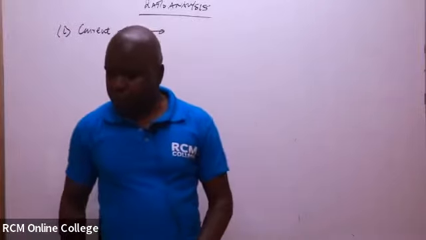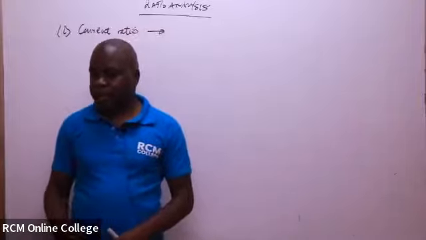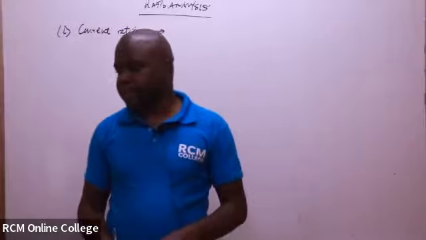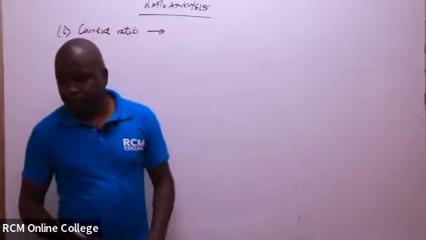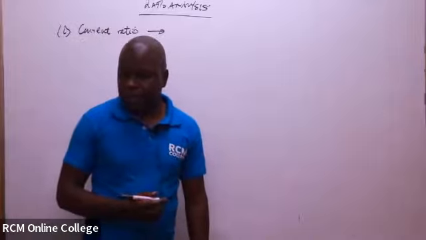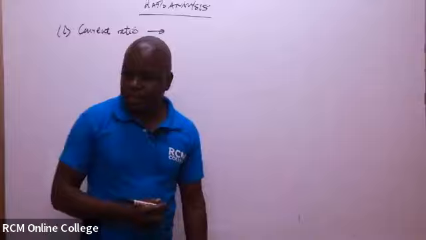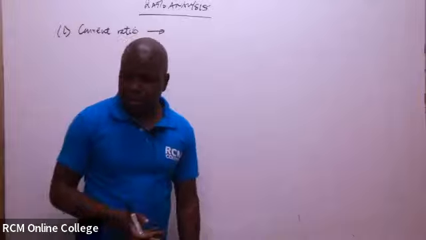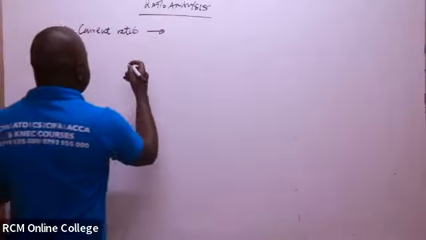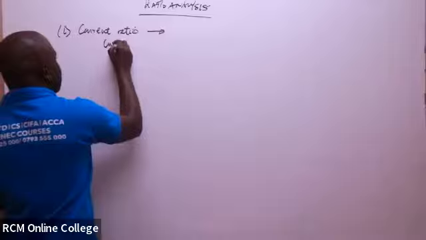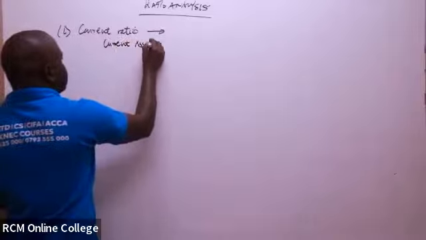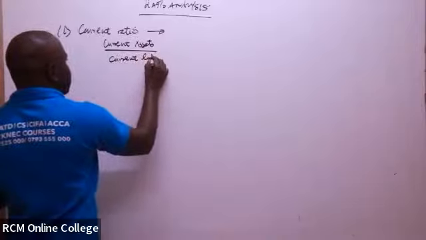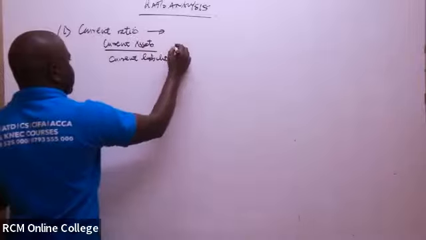I can see Irene says current assets minus current liabilities. I can see Lavin says current assets over current liabilities. Others are saying current assets minus. Joseph, are you saying minus current liabilities, or what do you mean? So it's supposed to be current assets over the current liabilities.